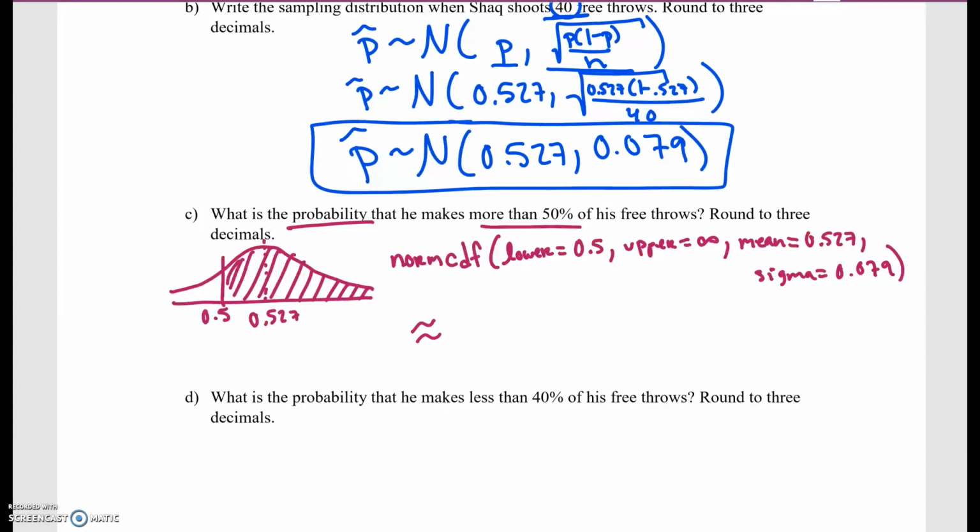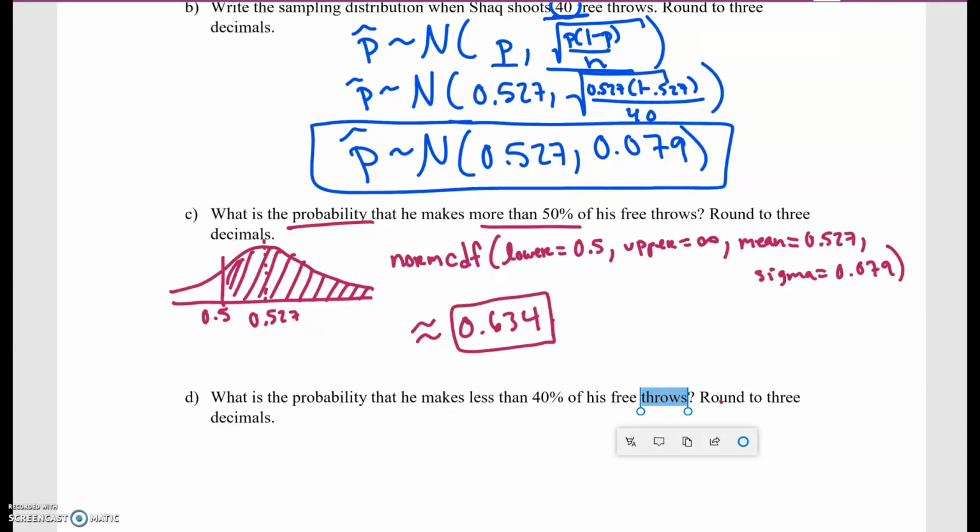So use your calculator. Second, distributions, go down to, oh no, not binomial, sorry, normal CDF. Our mean is going to be 0.527. Our sigma is going to be 0.079. Our lower bound is going to be 0.5, and my upper bound is going to be infinity. You just leave it like that for TI-36. If you have the graphing calculator, literally just write all of these things down. And my answer is going to be 0.634, since we want 3 decimal places.